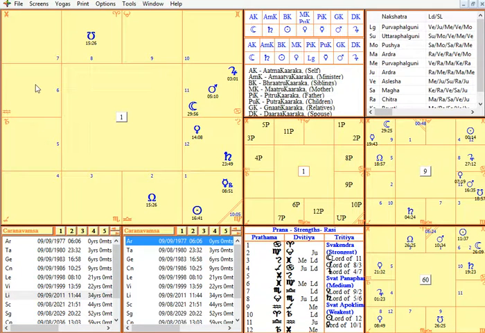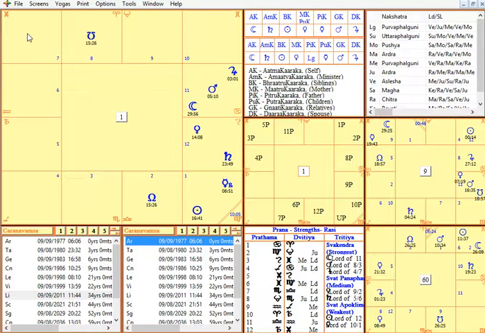Aquarius will give 6 years because Saturn's in the 7th from Aquarius. And Pisces will give 4 years because Jupiter's in the 5th. And that's how you calculate out the dasha lengths. Now after that, we have to calculate out the antardasha lengths.